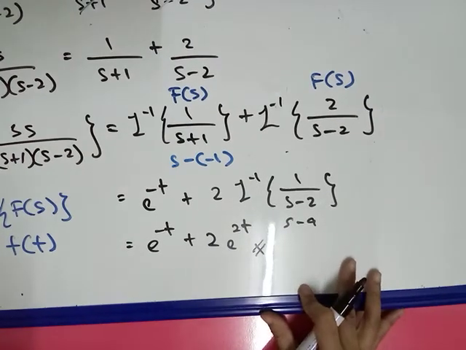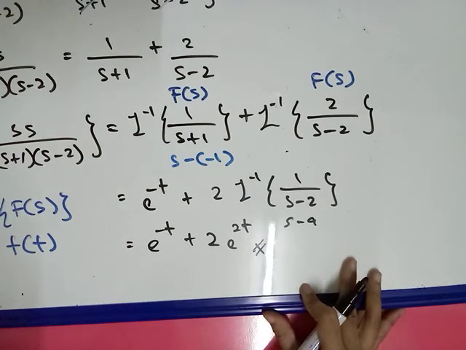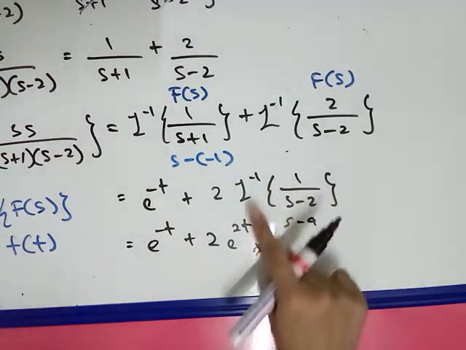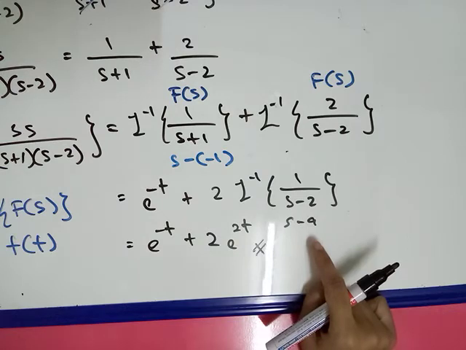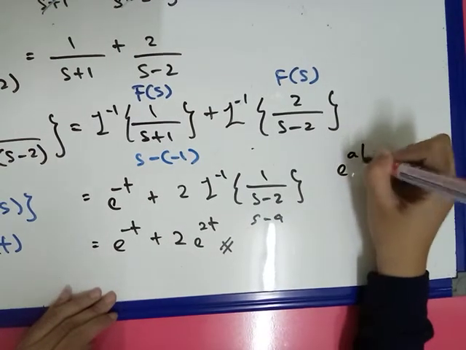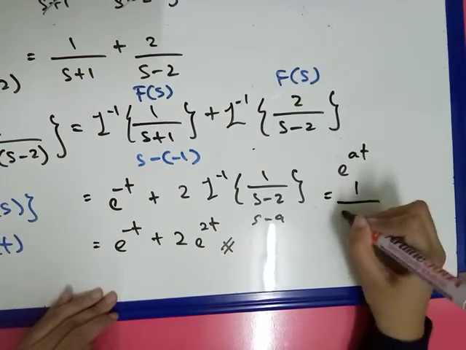Do you see it? Do you understand? If you cannot see the form, refer to your table. It is from the exponential form: exponent at equals 1 over s minus a.